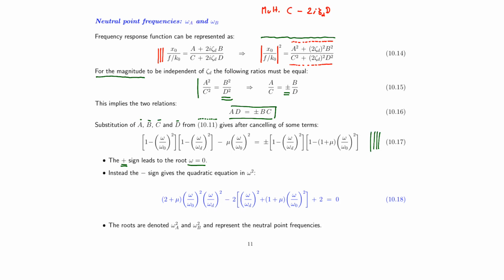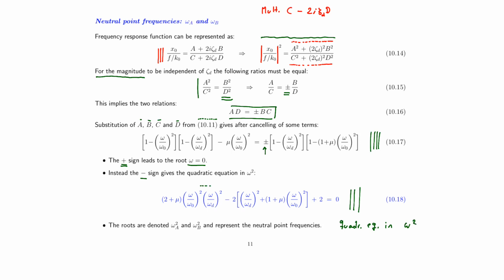And that is of course not of interest. So therefore we choose the minus sign, that's the lower sign value here, and we then rewrite the equation as a second order equation in omega, or a quadratic equation in omega squared. So this is a quadratic equation in omega squared.